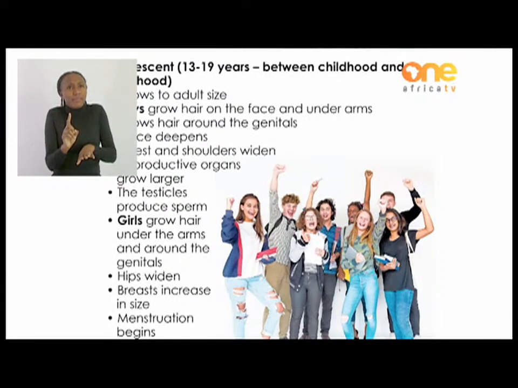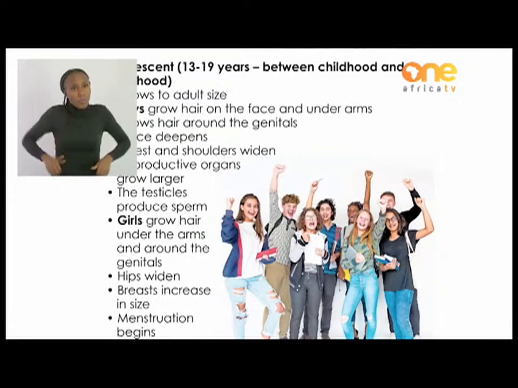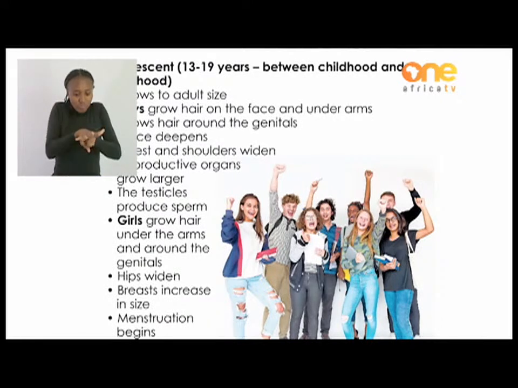And then boys at this stage, when they are teenagers, what happens with the boys? They grow hair on their faces, which is called a beard. Okay? Those are boys. And they also grow hair under their arms. You might realize that one of your brothers starts putting on long sleeves because they don't want you to see the hair that grows under their arms, because they are teenagers. Both boys and girls grow hair around their reproductive parts.